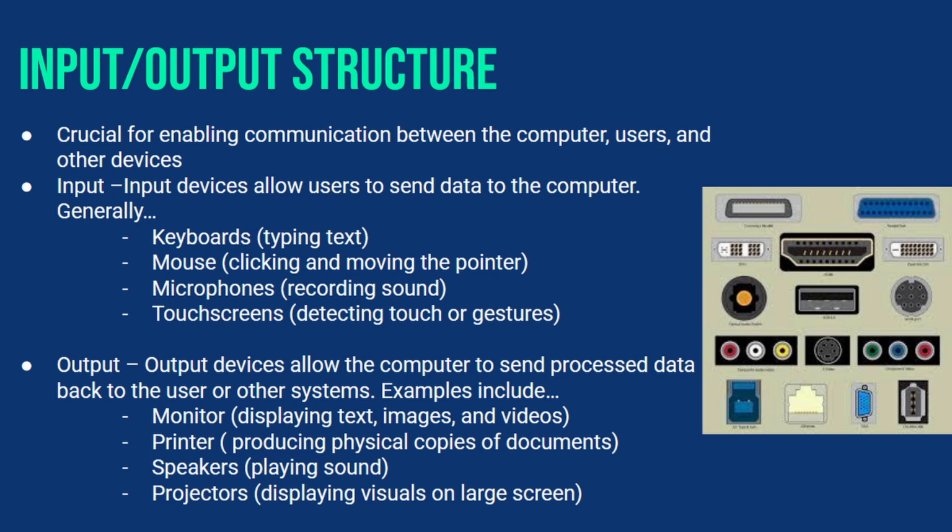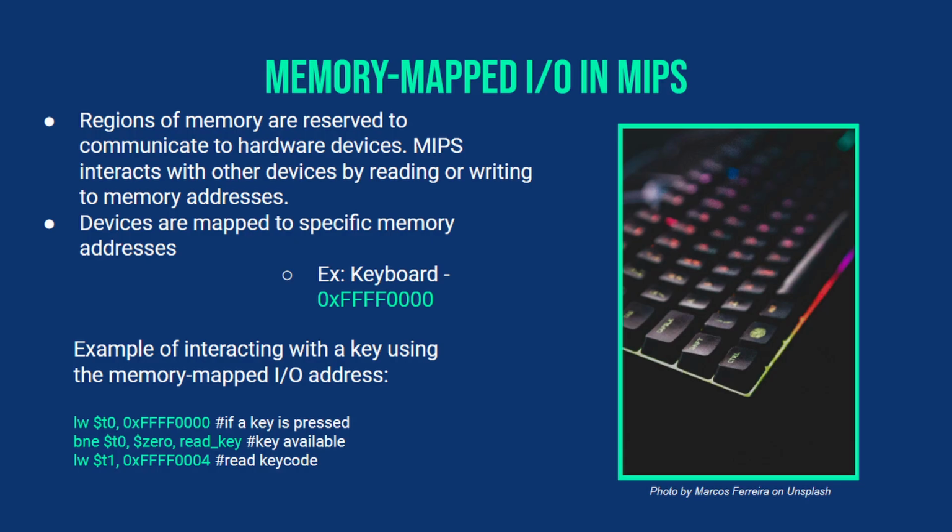Output devices allow the computer to send processed data back to the user or other systems. Examples include your monitor, like what I'm seeing right now for displaying this text and the script that I gotta read out of, printers for producing physical copies of documents, speakers, so that way I can hear what I'm hearing right now through my microphone, and projectors, especially projectors in your classroom for displaying visuals on a large screen.